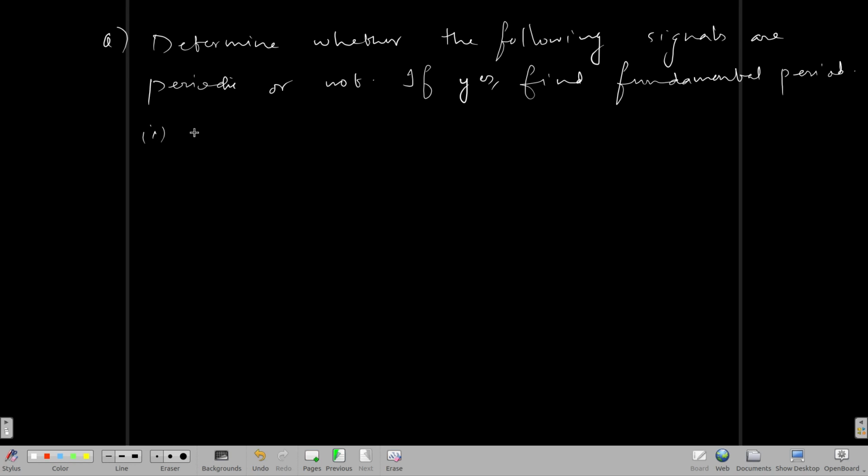The first question is x of t is equal to cos squared 2 pi t, and let's take a second question as a discrete signal. So x of n, remember we have to put square brackets for discrete signals. x of n is equal to minus 1 to the power of n, right? So let's see how it goes.